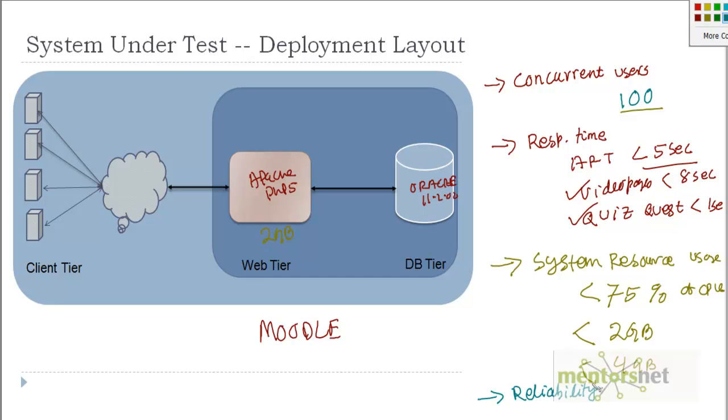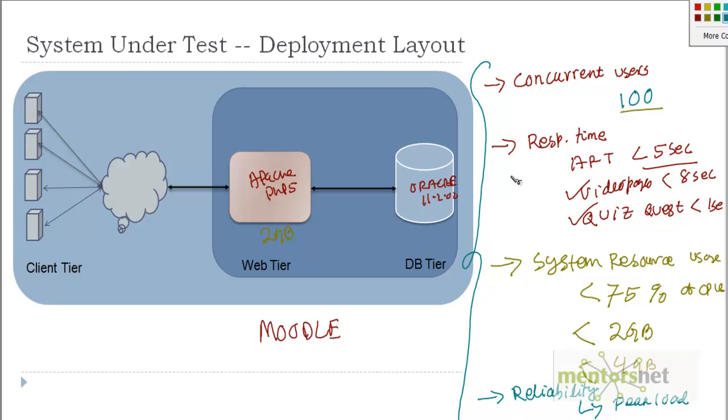Another criteria is reliability. Under high load, the system should not fail. It may be slow, but a quiz should never be lost. For example, under high load, a student is trying to give a quiz and has submitted the question. We should record that the student submitted the quiz. That means those important transactions should not fail under intermittent peak load. So these are the criteria we are trying to achieve in our test.